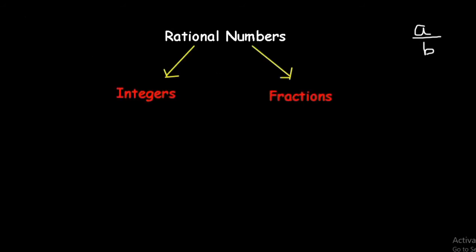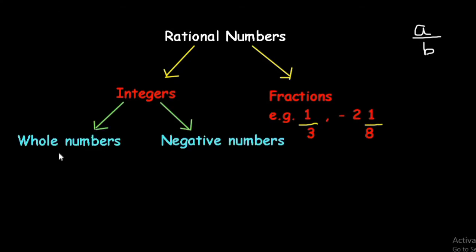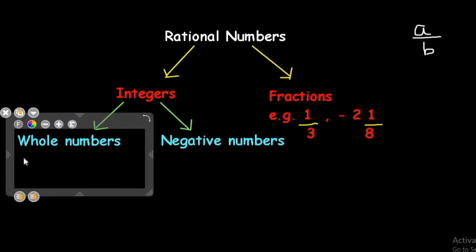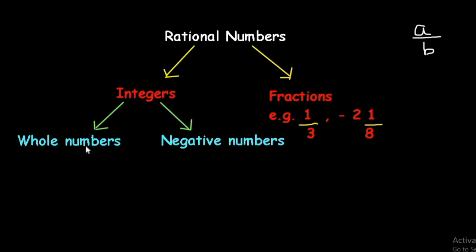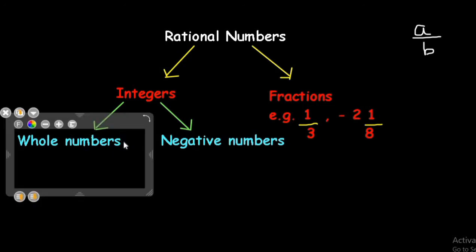Alright, so now let's see what are rational numbers. Rational numbers include integers and fractions. Alright, let's look at fraction examples. 1/3 and -2 whole 1/8 are a few examples of fractions. Now let's see what will be included in the integers. In integers, we will include whole numbers and negative numbers.